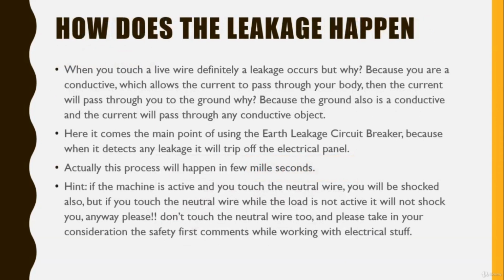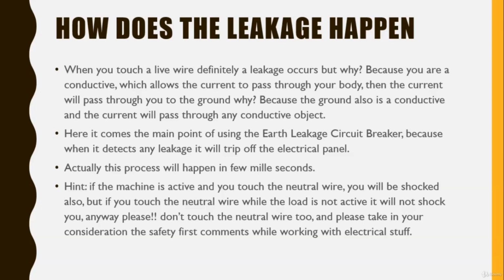How does the leakage happen? When you touch a live wire, definitely a leakage occurs. But why? Because you are conductive, which allows the current to pass through your body. After that, the current will pass through you to the ground. Again, why? Because the ground is conductive also. So we conclude that the current passes through any conductive material. Here comes the main point of using ELCB, because when it detects any leakage, it will trip off the electrical panel. However, this process happens in a few milliseconds.